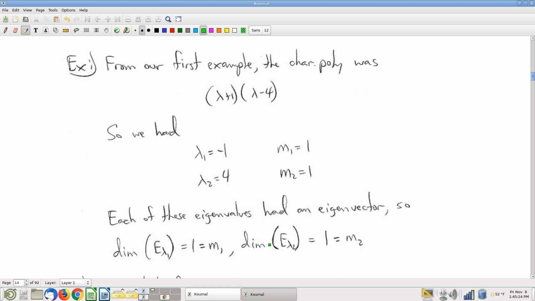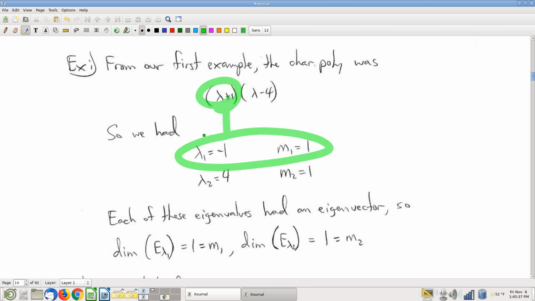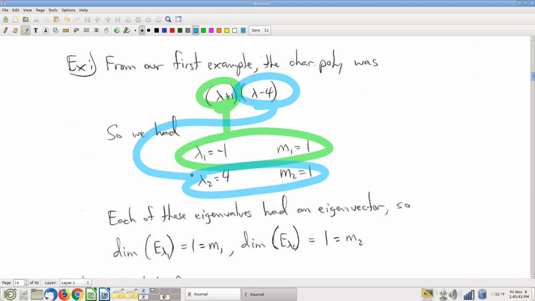This is an example we did initially. This is our first example. The characteristic polynomial was this. Notice in this characteristic polynomial, for each factor, there are corresponding roots and multiplicities, right? That first factor, there's the root and the multiplicity. This next factor is a root and a multiplicity. Right, so we have a couple of eigenvalues.